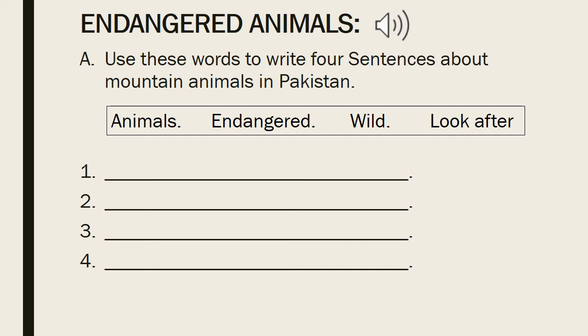And there are a few animals, for example lynx, eagle owl, marmot, they are endangered animals and they live in the mountains. You can make many sentences with these words.